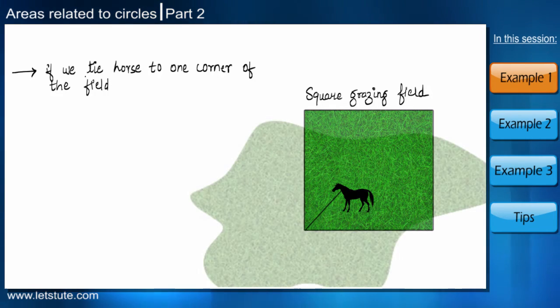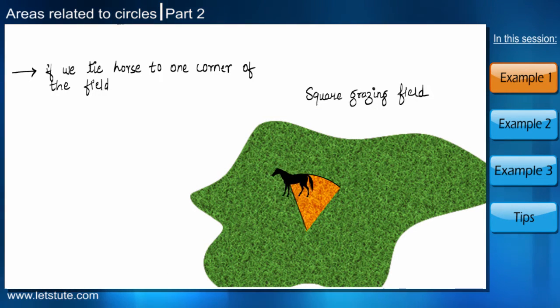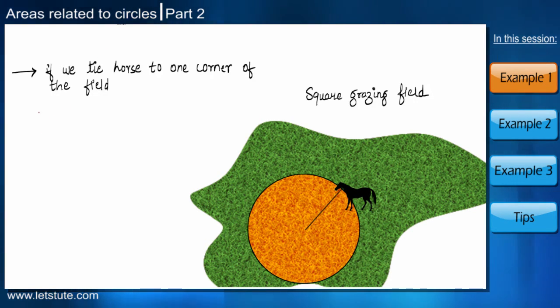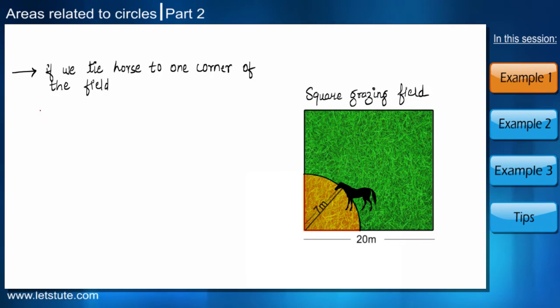Ideally, if the field wasn't a square, then he could complete grazing all the part around the corner, that is, all the grass in a circular area. But because the field is square, only some part of a circle will be grazed, or what we know as sector of a circle. And we have learnt in our previous sessions about the way to calculate the area of a sector of a circle.